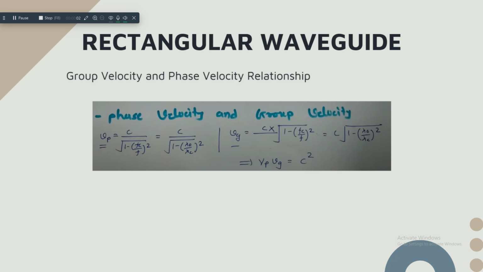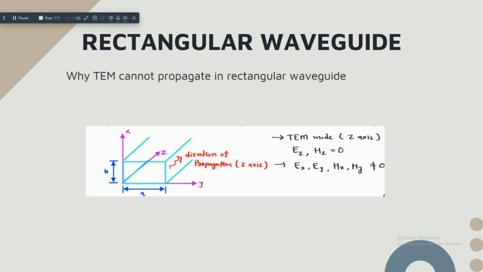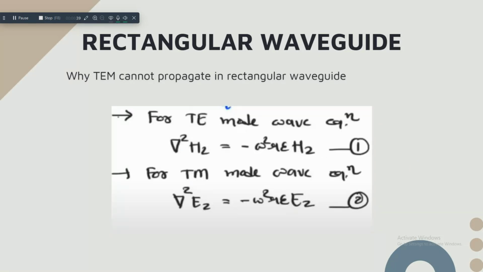Okay, now let us move to the last section of our video. Now we'll see why transverse electromagnetic waves cannot propagate through the rectangular waveguide. First of all, what is a transverse electromagnetic wave? It contains both electric and magnetic fields, and the components along z, Ez and Hz, are 0. However, the components of the electric field and the magnetic field along the x and y axes are not 0. If it fulfills this, then it can propagate. However, it cannot propagate.